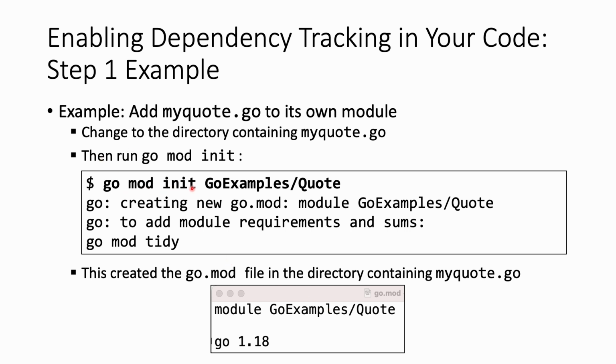This go mod init command created the go.mod file in the same directory containing mycode.go. This go.mod file is simply a text file. Its initial content just includes the module path and the Go version. As you use Go tools to manage dependency, the tools will update the go.mod file so that it maintains a current list of your dependency.